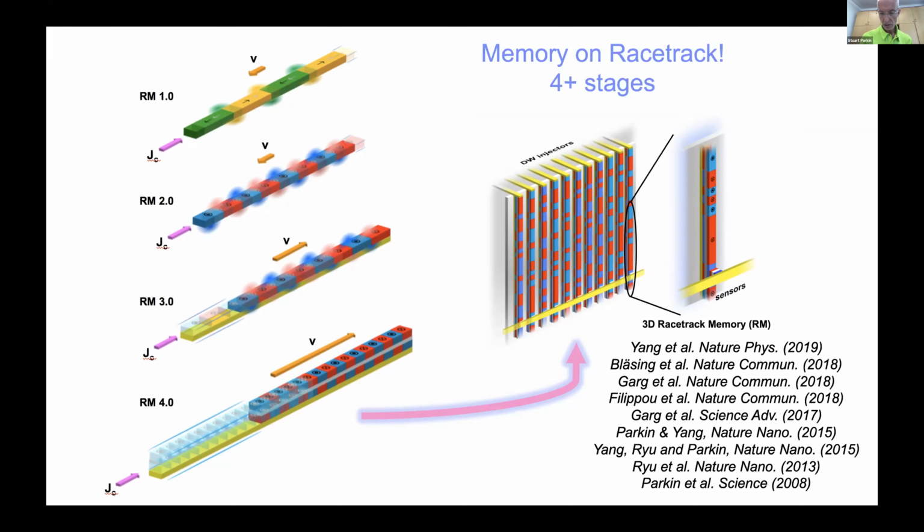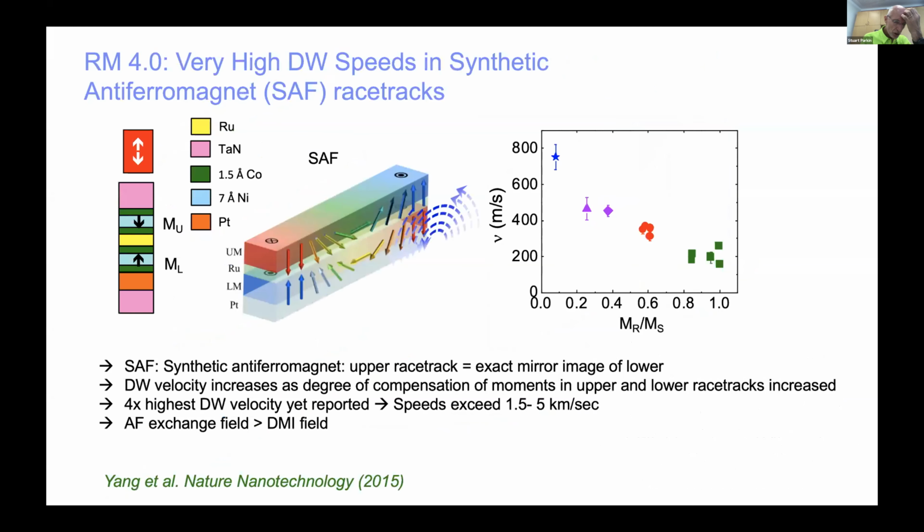And now other groups have followed this lead and have used synthetic antiferromagnetic racetracks, and with respect to skyrmions and anti-skyrmions, there's a lot of interest there too. Let me just end. So just to remind you, the synthetic antiferromagnetic racetrack you see on the top left. You can see the structure.